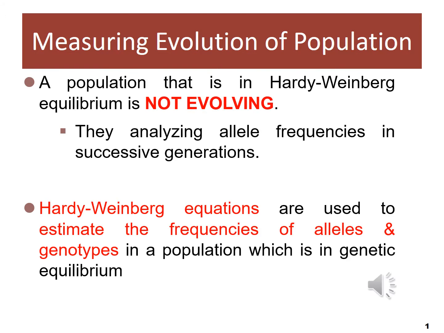Hi everyone, now let us discuss the second part of the topic that involves the process of measuring evolution of population. In this part you are going to be introduced to the Hardy-Weinberg equation to solve problems related to the topic of population genetics. Let us start with a population that is in Hardy-Weinberg equilibrium, which is not evolving.